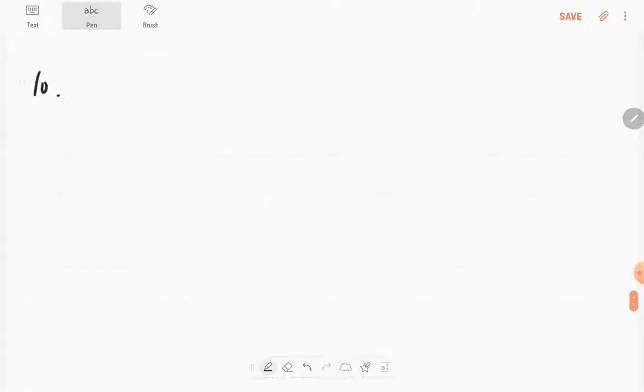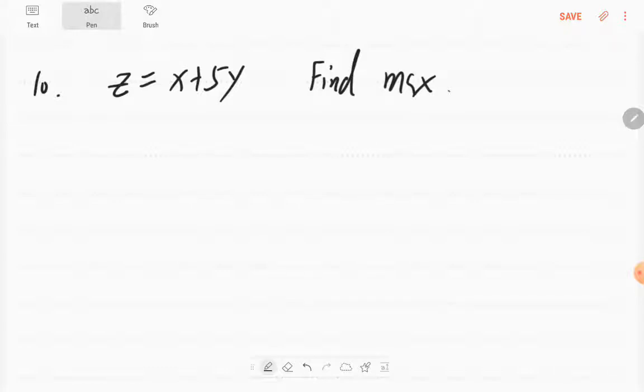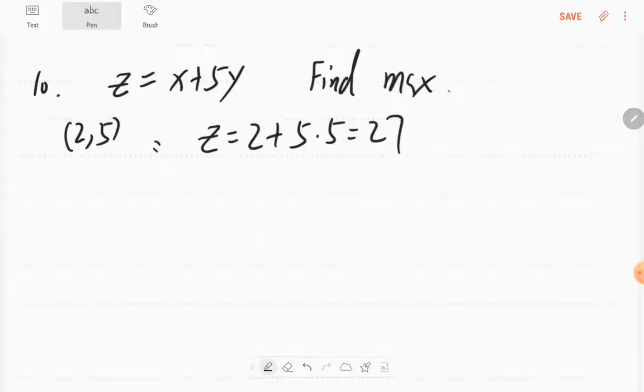10. The objective function is z equals x plus 5y. We want to find the maximum value of the given feasible region. Okay, so we have 3 corner points, right? We just need to test the values at the corners. So the first corner is 2, 5. So z equals 2 plus 5 times 5, which is 27.